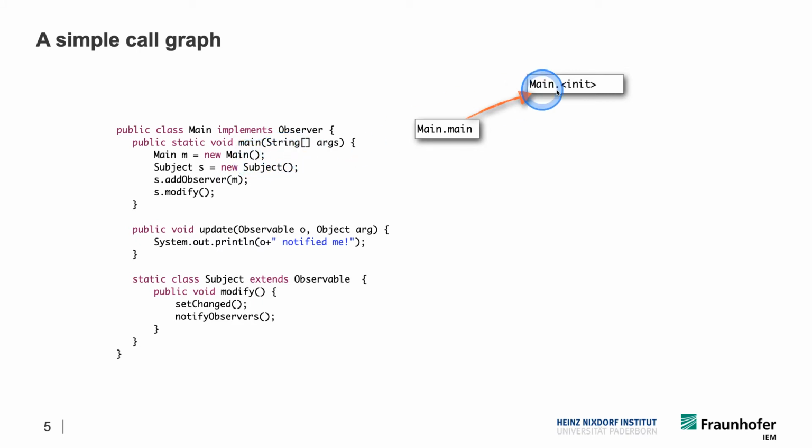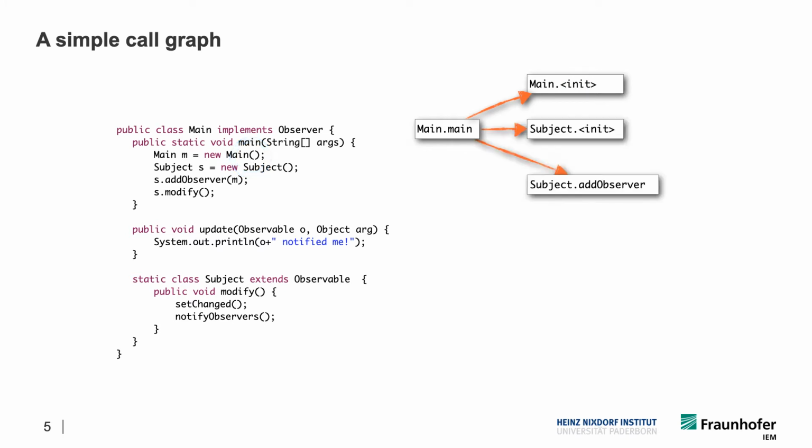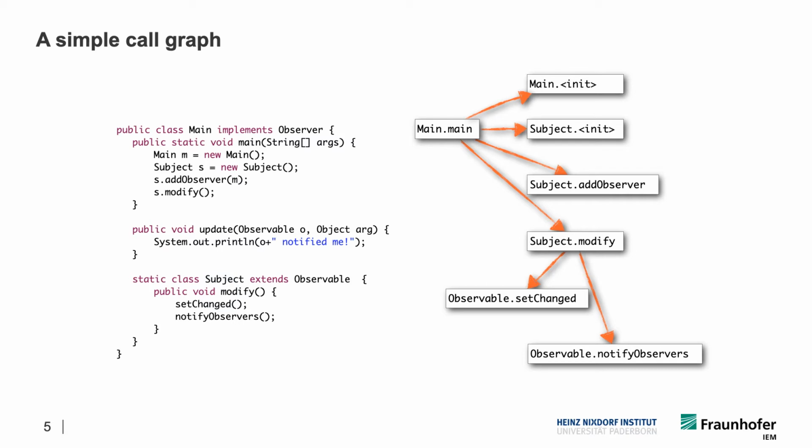So in representations such as Jimple, for instance, and also in Java bytecode, this is usually represented using this init method name here. So this represents this constructor call. Then we also have the constructor call for subject here, and also we have the call to add observer. And of course, we have the call to modify, which resolves to this method here. And therefore, this can actually also call set changed and notify observers on a type observable.